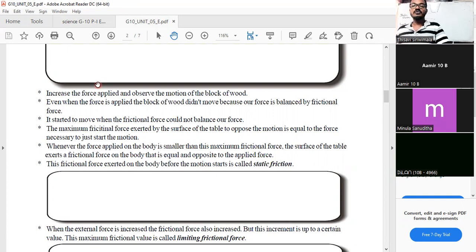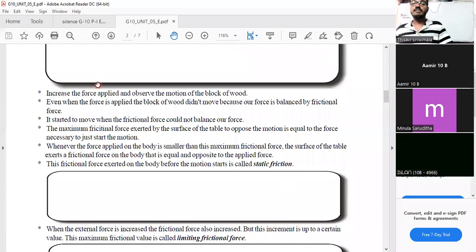When it starts to move, the maximum frictional force exerted by the surface of the table to oppose the motion is equal to the force necessary to just start the motion. So they are talking about the limiting frictional force. At the starting moment of the motion, maximum friction is equal to the force that we applied in order to move it.